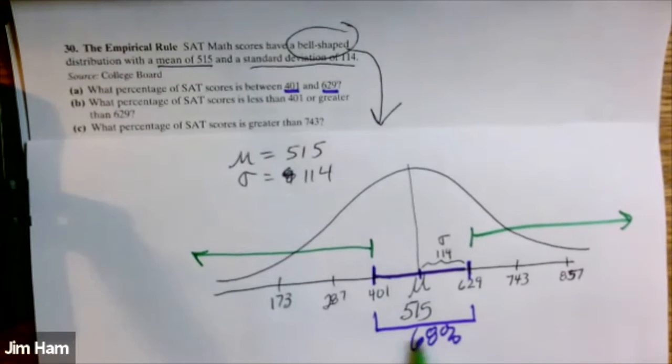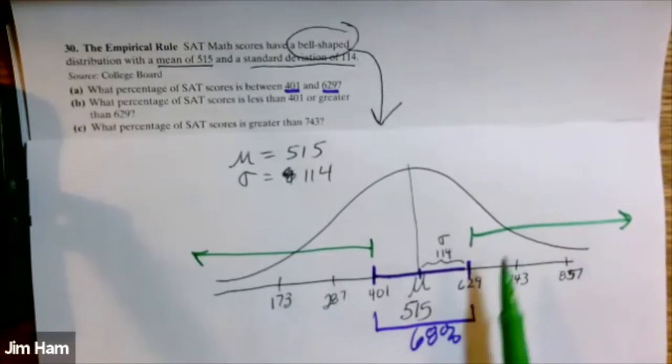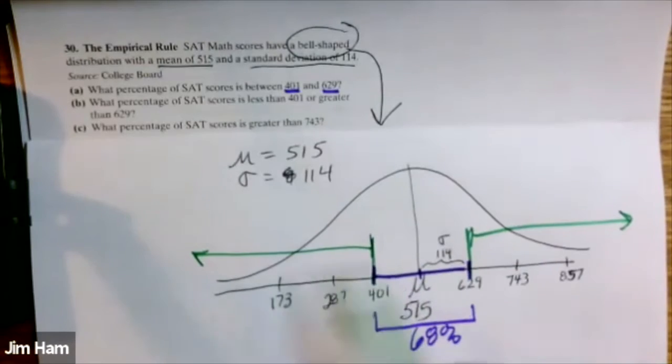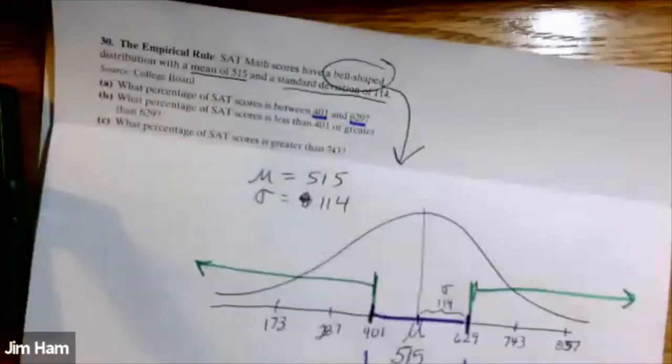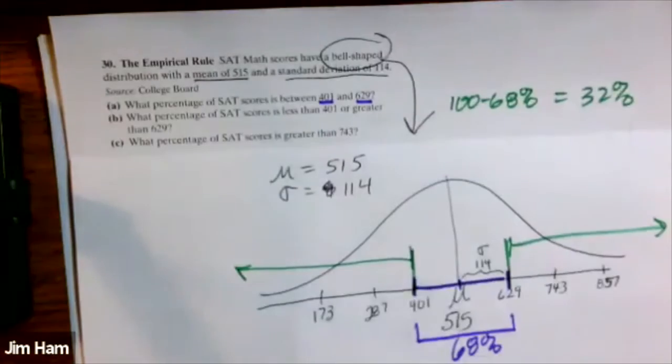So if you have 68% here, part B just says, well, what's everything else? Because the 68 falls within here. And in this problem, it said, well, what's the rest of it? So if there's 68 in here, then that must mean there's 100% minus 68%, 32%.